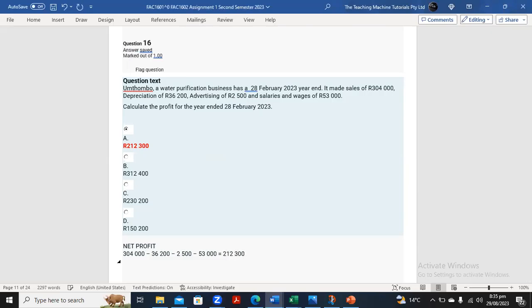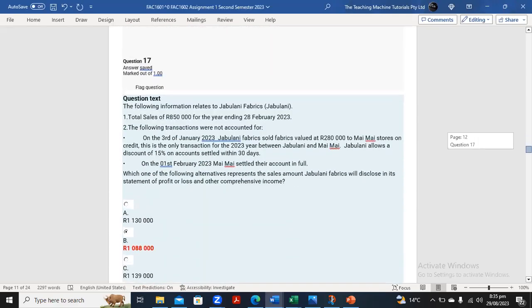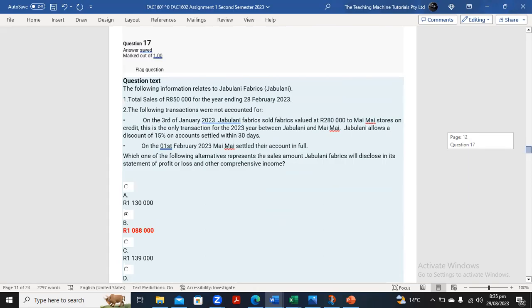I'm sure that, guys, next year you will be assisting students who are doing 1601, 1602. Okay, because we have seen that this module is simple. Both modules are simple.